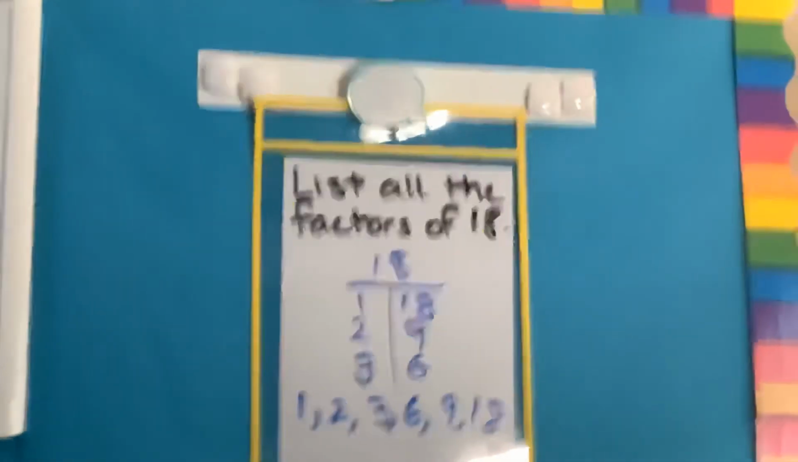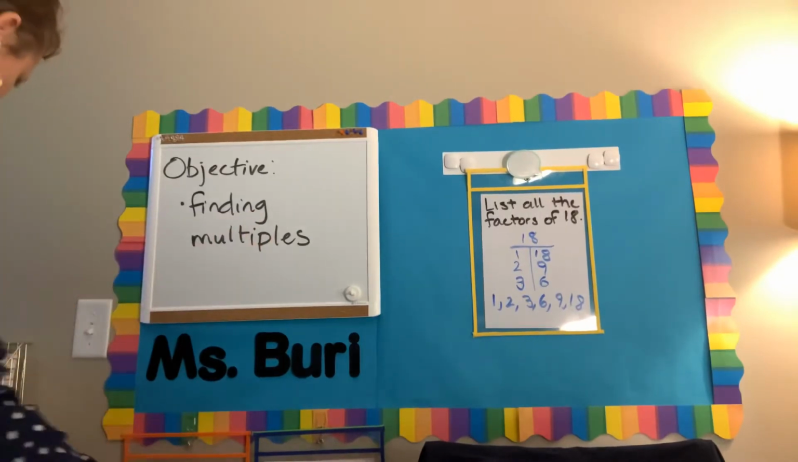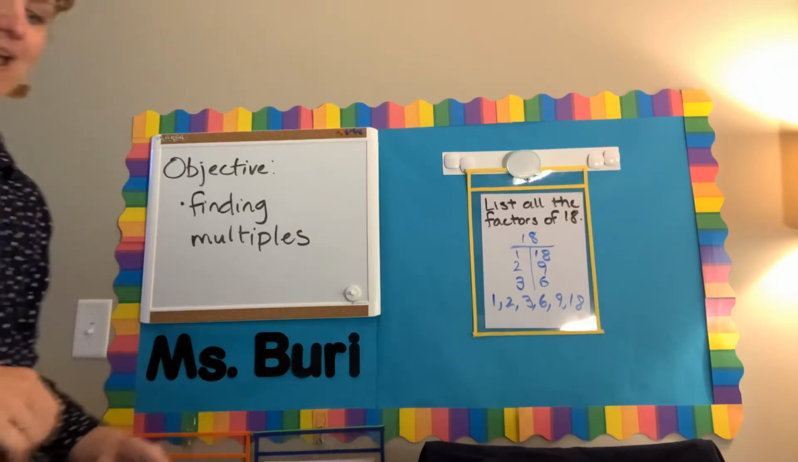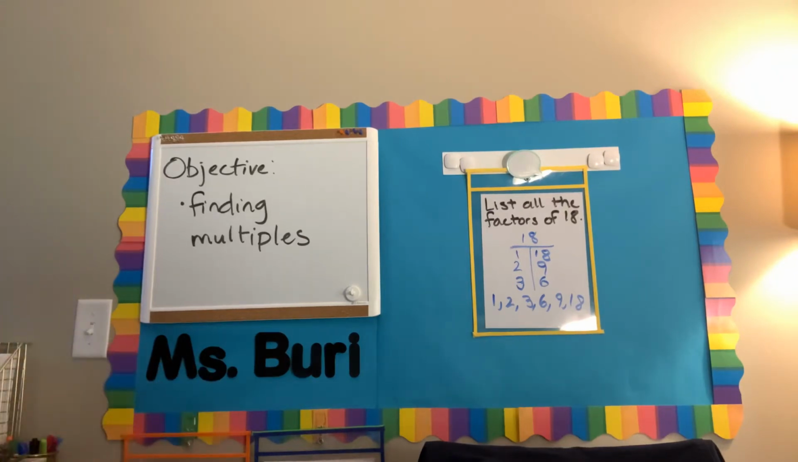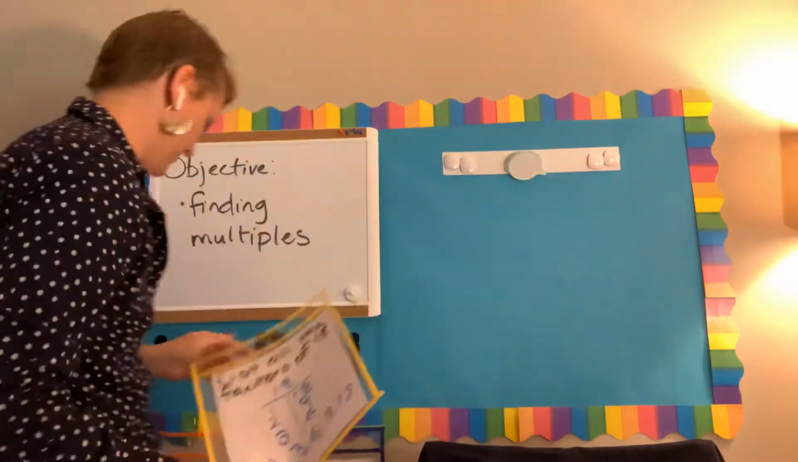All right, fifth graders, our objective for today is going to be finding multiples. This word multiples kind of sounds like it has multiply in it. And so when we think about multiples, we want to think that it's going to get bigger, as if we're multiplying by a number. We're multiplying and it's getting bigger.